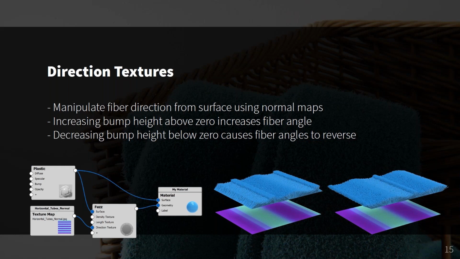In this example, a normal map is used to manipulate the direction. The bottom plane shows the texture used to manipulate the fuzz direction in the top plane. In the first image example, the bump height on that texture map is 1, while it is -1 in the second image.